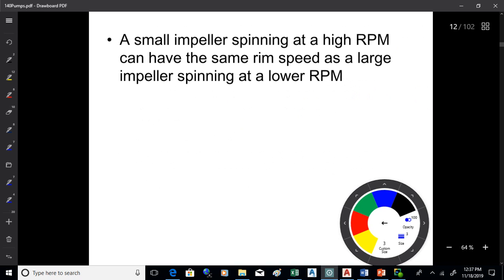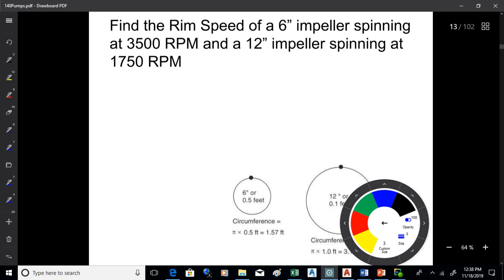So you can deliver the same rim speed in different ways. You can have a small impeller spinning at a high RPM, or you can have a large impeller spinning at a lower RPM. They both would deliver rim speed. So I just had a couple examples there of different sizes of impellers that you could have. So 6-inch or 12-inch, and then spinning at different rim speeds.